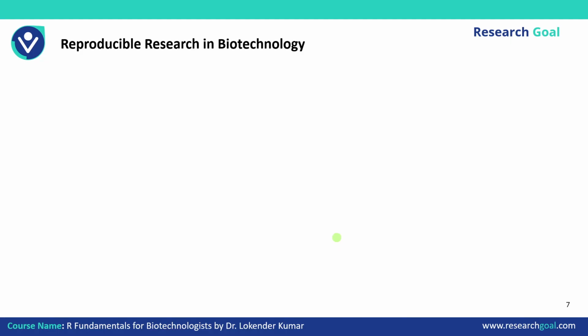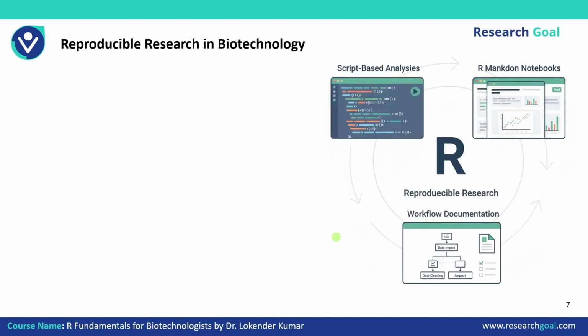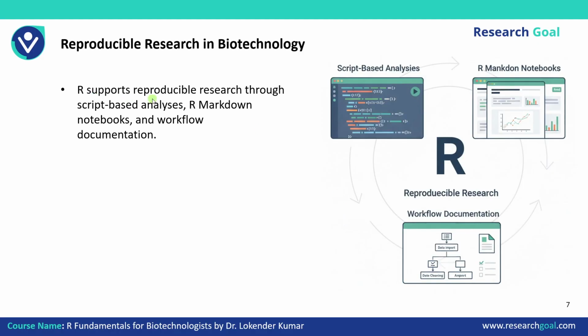Another point is reproducible research in biotechnology, and why reproducible research in biotechnology is important. As you can see over here, R supports reproducible research through script-based analysis. You will create a particular script, and if you have data that you have analyzed using that script, and if you have another data that you can again reanalyze with the same script, what is going to happen is there will be less bias in analyzing the data, and all the plots that you're getting are going to have a kind of same workflow, and you will create a consistent analysis pipeline.